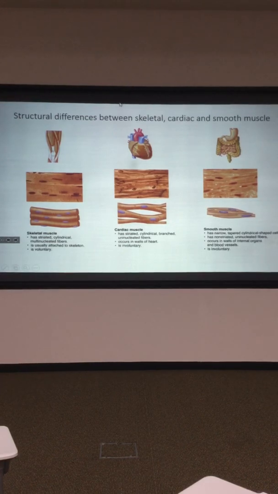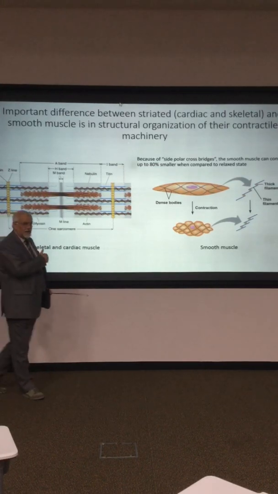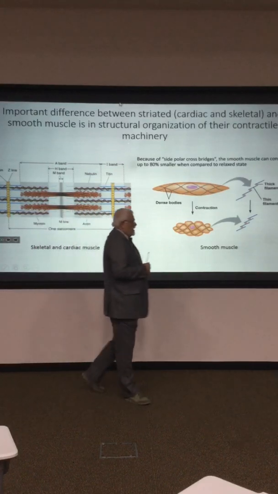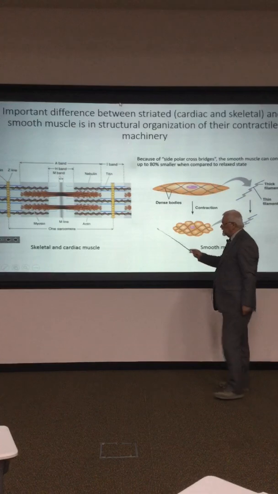But they don't generate action potential. And so for now, let's consider differences in structure of actomyosin between smooth muscle and striated muscle. Remember, this is representative for skeletal muscle and cardiac muscle. And there is a fundamental difference in the arrangement.